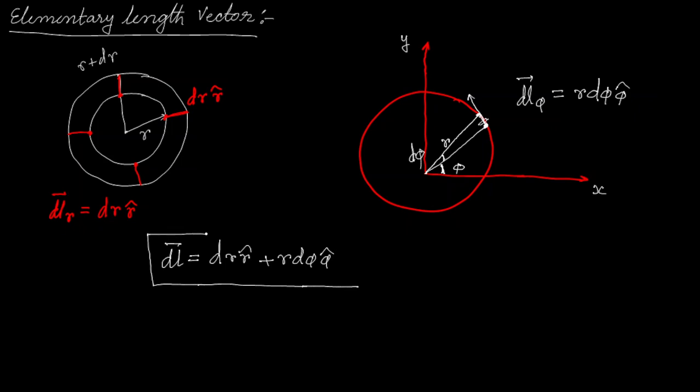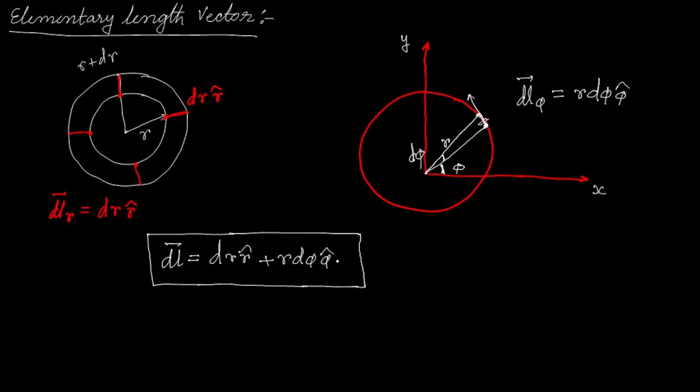Okay. Whenever this type of situation comes, when we have a circular loop or a circular disk, if we want to write the elemental length along r, we write dr r cap. If we want to write the elemental length along phi, we write r d phi. And if we want to write the total elemental length, we write dr r cap plus r d phi phi cap.